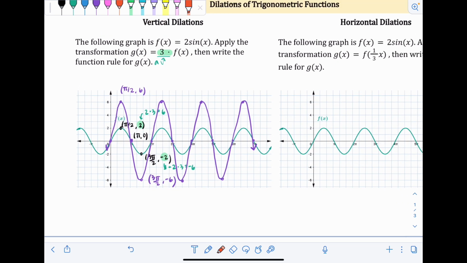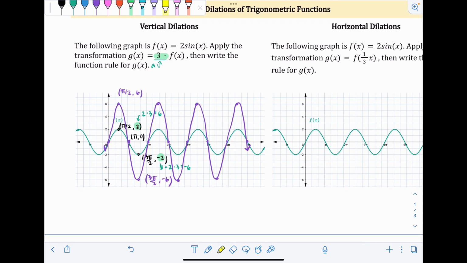Okay, and then writing our function rule, I'm not going to rewrite the transformation rule down again, but it's g of x equals 3 times f of x. So what that means is we just have to take a 3 and multiply it by the original f of x to get g of x. So it'd be g of x equals, I just need to multiply the 3 by the 2. So 3 times 2 is 6, and then sine of x.